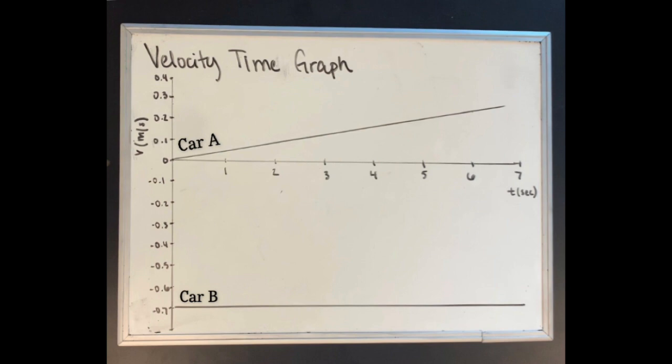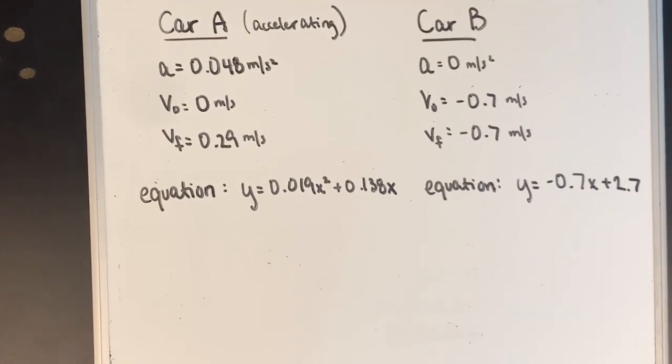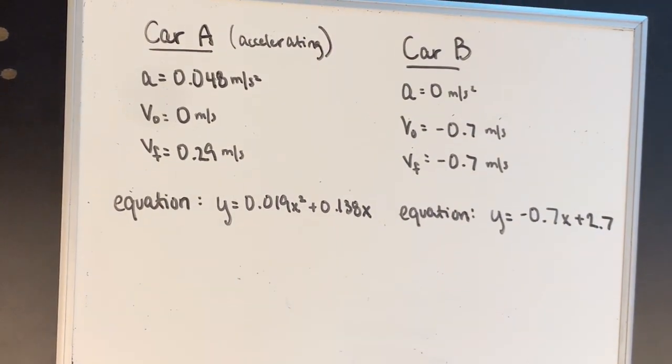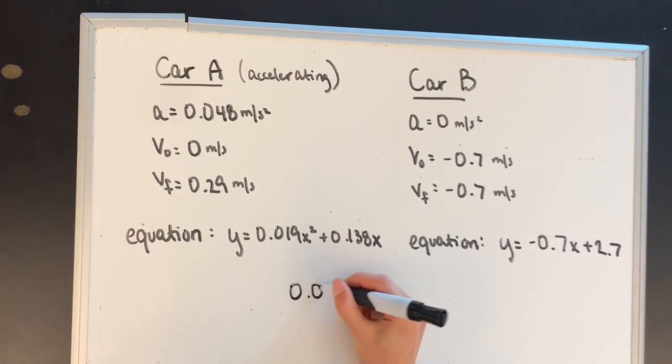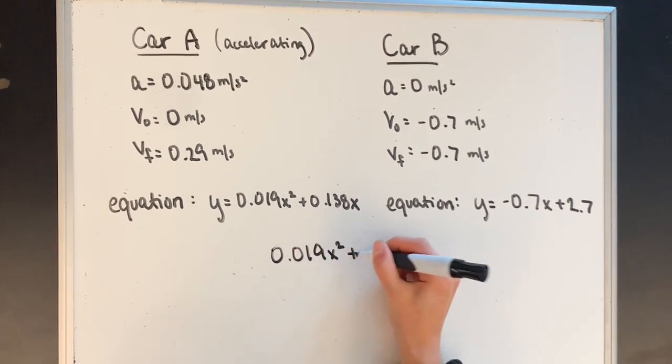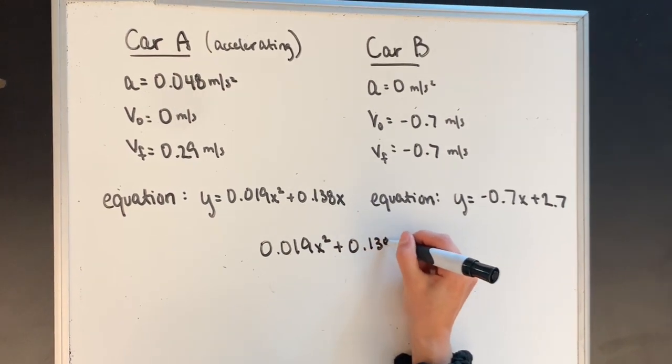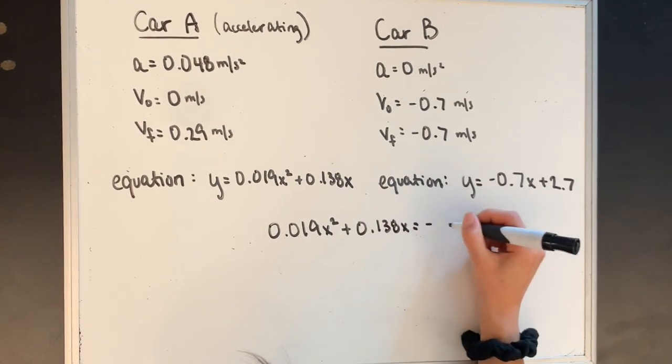In order to find the equation for each car for the position time graph, we plugged in the data and used a linear regression function and the quadratic function in our calculations. For the velocity time graph, we use the slope, which is the acceleration for each car, to find the equation.